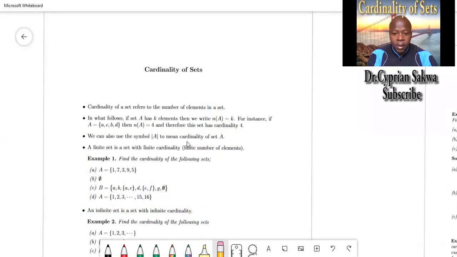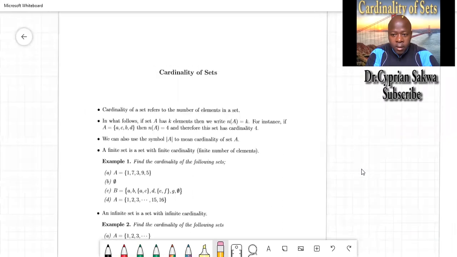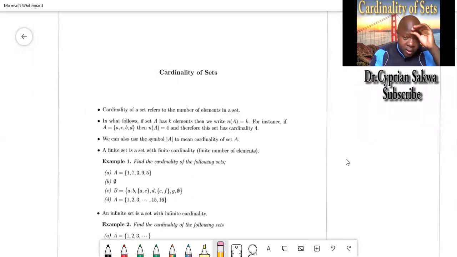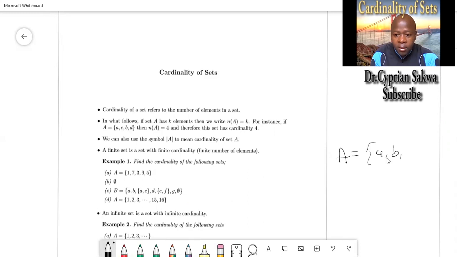Welcome to our lesson today, where we study cardinality of sets. By cardinality of sets, we mean the number of elements of that set. For instance, if set A has the elements A, B, and C, what is the cardinality of this set? In other words, how many elements does A contain? That's what we'll be looking at today.